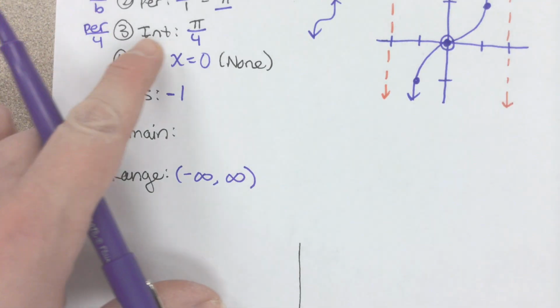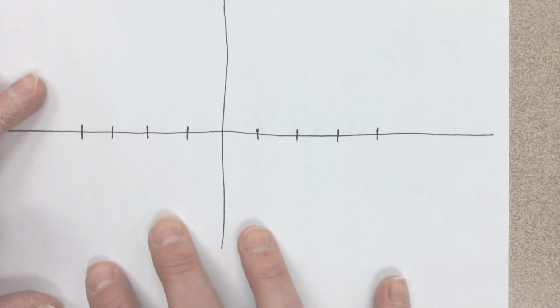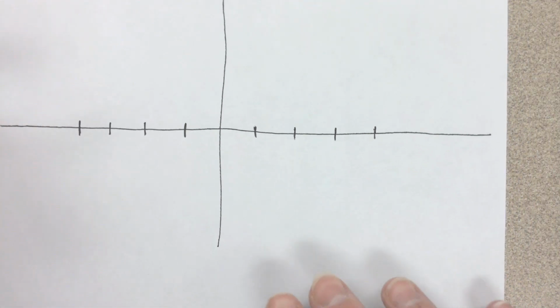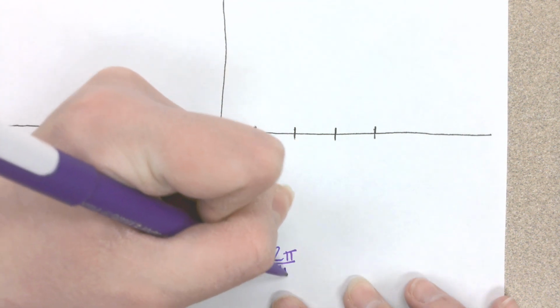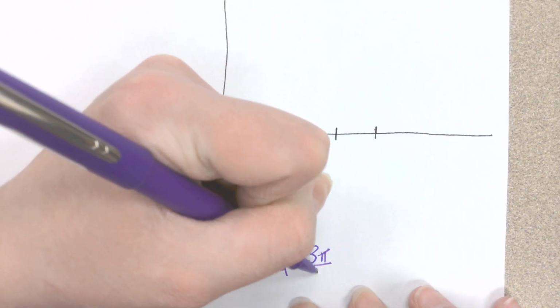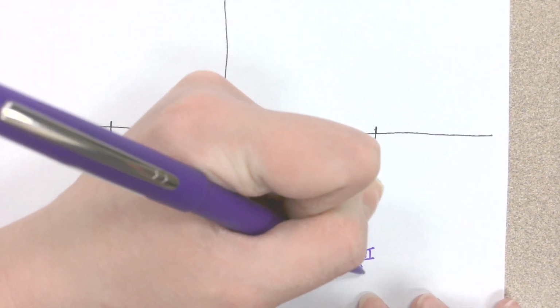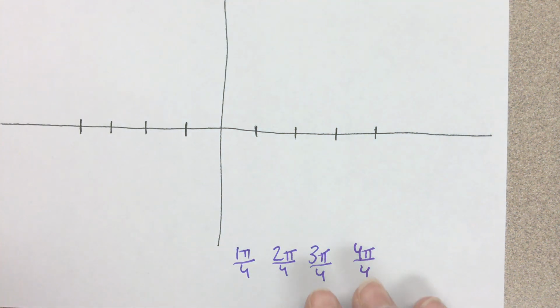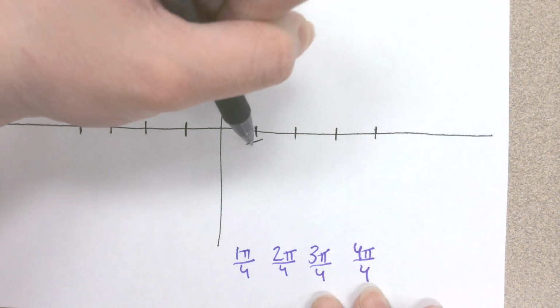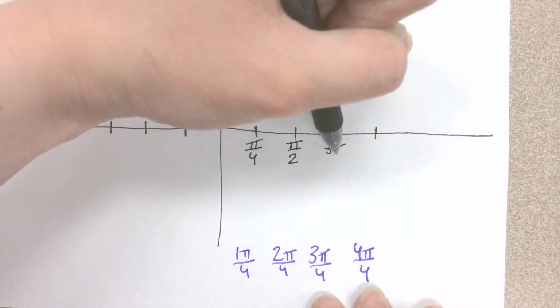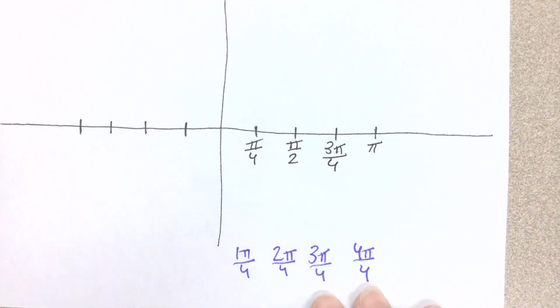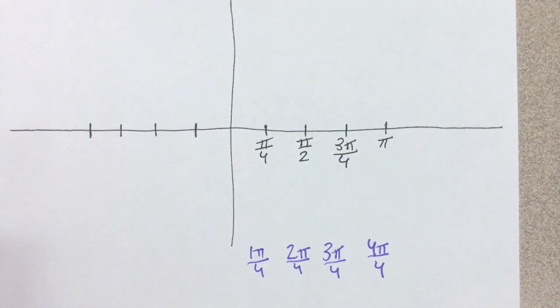Intervals, our intervals are pi over 4 each. Again, I'll do the unreduced fractions at the bottom first. We have 1 pi over 4, 2 pi over 4, 3 pi over 4, 4 pi over 4. And simplifying, we have pi over 4, pi over 2, 3 pi over 4, and pi. Repeat for the negatives.